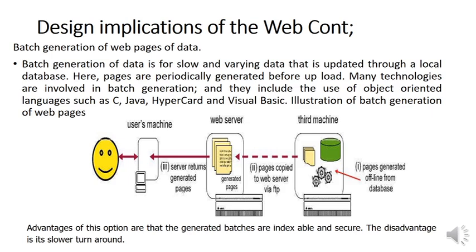You can see a simple illustration of it. The user, the machine, the web server, return generated pages, then the page copy from the database, then the page generated offline from the database. The advantages of this option are that the generated batches are indexable and secure. The disadvantage is a slower turnaround.